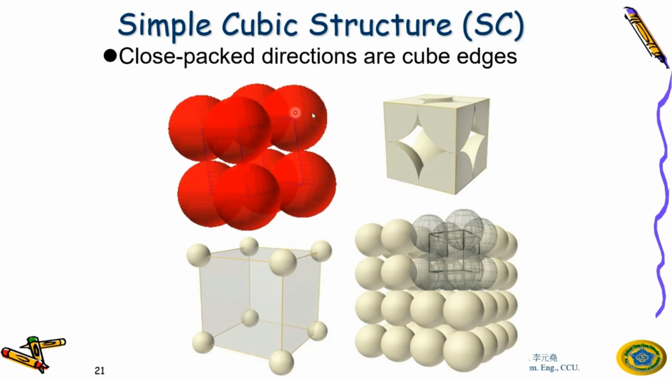So close pack directions are cube edges. When we talk about direction, this close pack direction is this. This is called close pack direction. This is not a close pack direction. This direction is not close pack because there's a distance between what? Between 2 atoms. Okay, so this is called close pack direction. And this is what we call the cube edge.